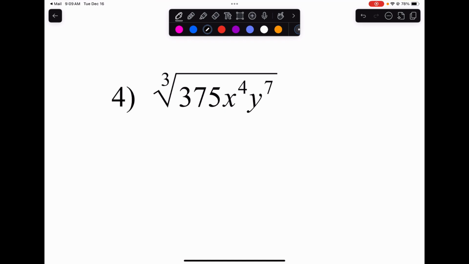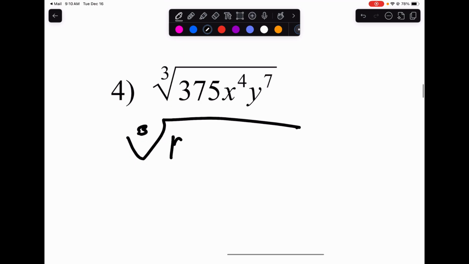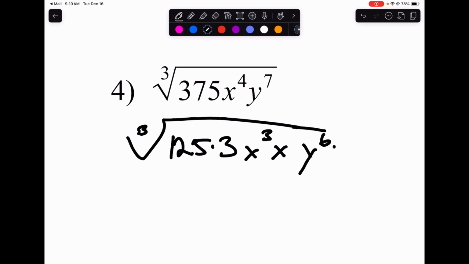All right, this one, we got to break down the 375. That's going to be 125 as my perfect cube there. So I get 125 times 3. I break it down into x cubed times x, and then y to the 6 times y.